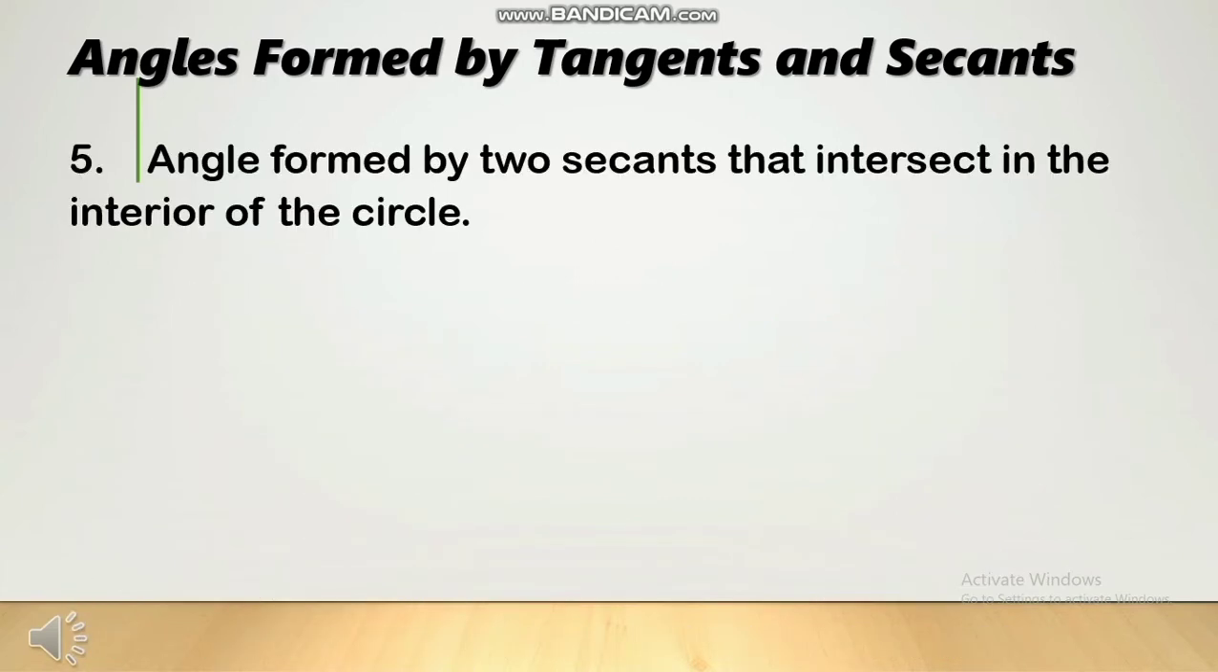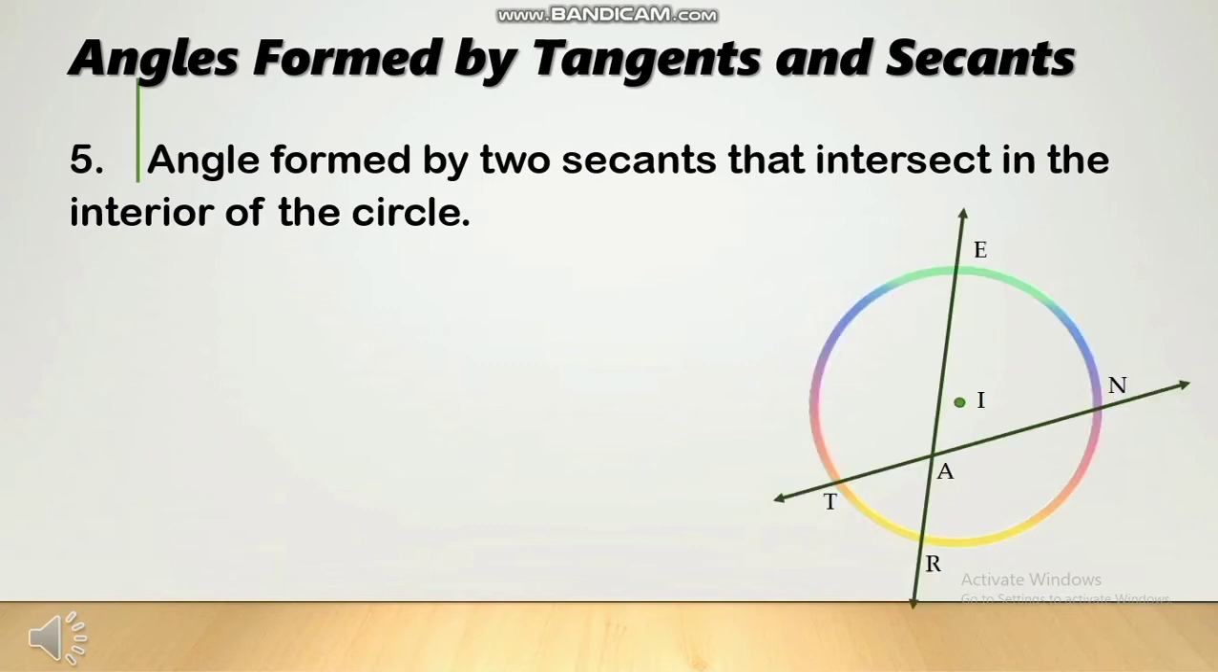For number 5, angle formed by two secants that intersect in the interior of the circle. In the figure, we have circle I with two secant lines, line ER and line PN. If you will notice, the two secant lines intersect in the interior of the circle. So we have two angles in the interior, which are angle EAN and angle TAR.